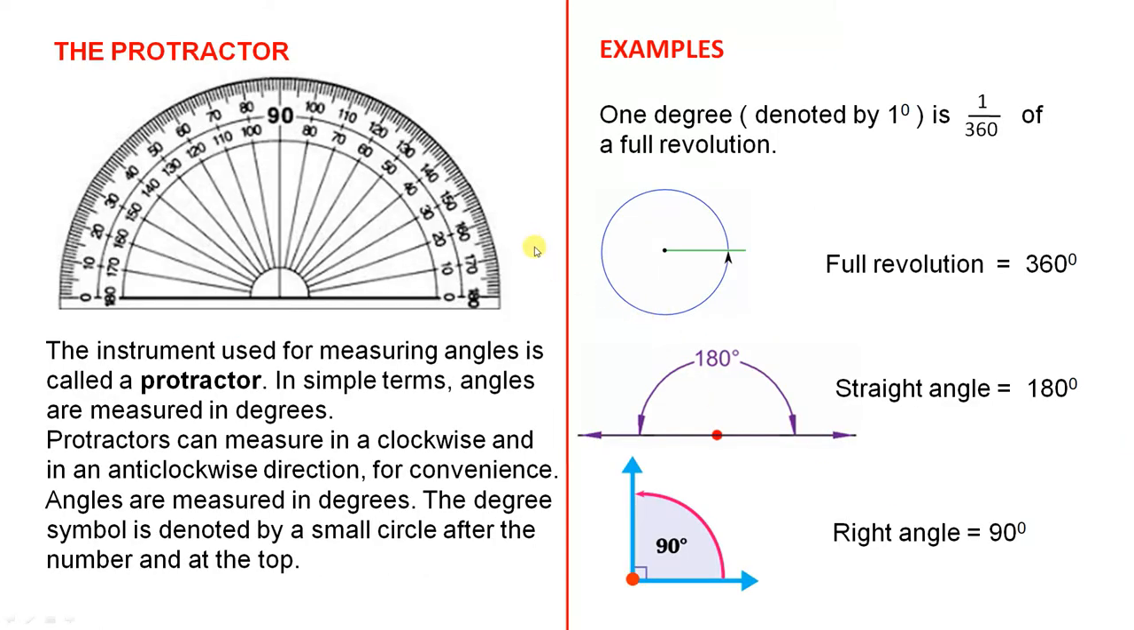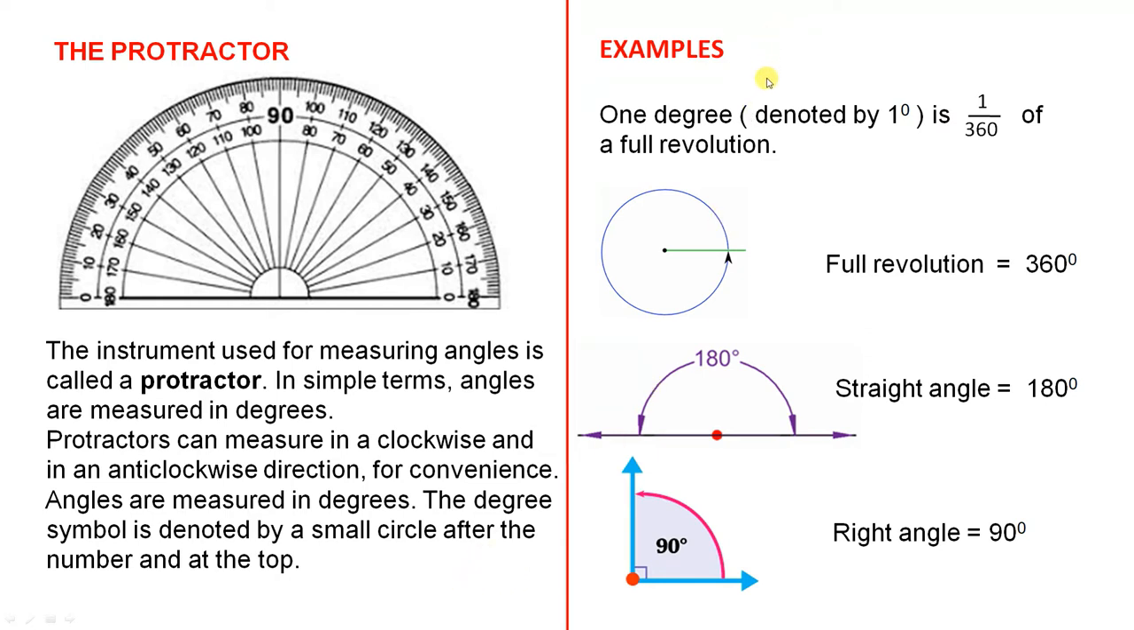The protractor. The instrument used for measuring angles is called a protractor. In simple terms, angles are measured in degrees. Protractors can measure in a clockwise and in an anti-clockwise direction for convenience. Angles are measured in degrees. The degree symbol is denoted by a small circle after the number at the top.